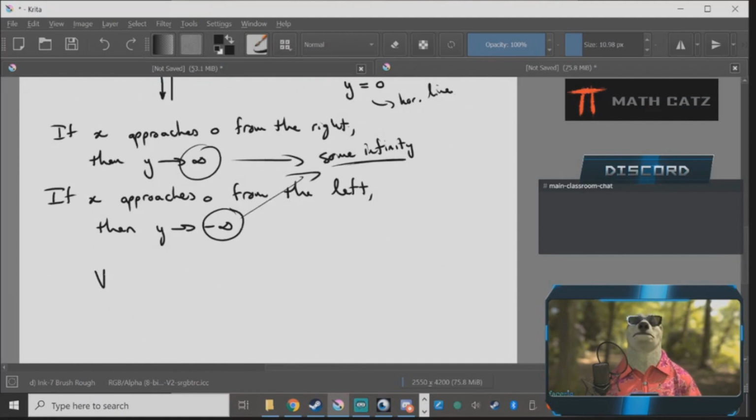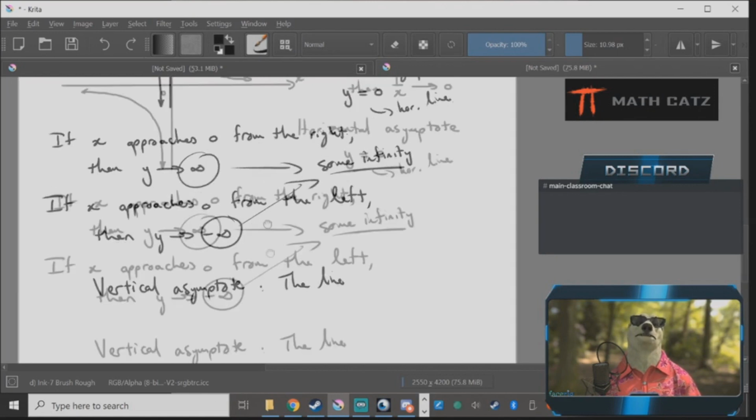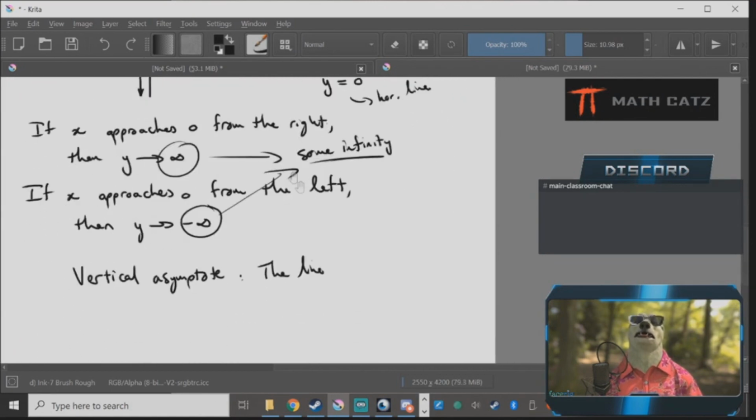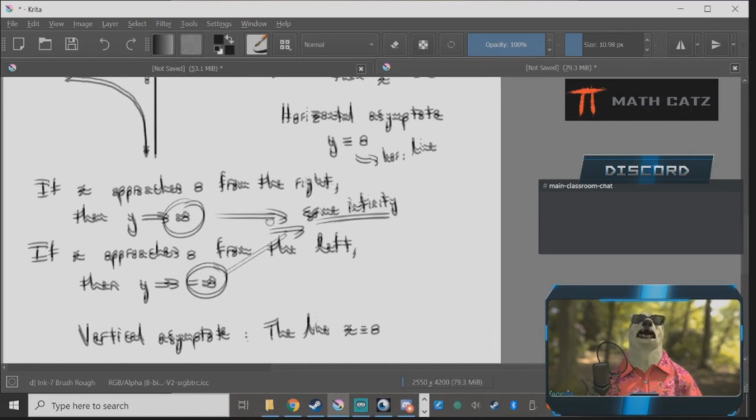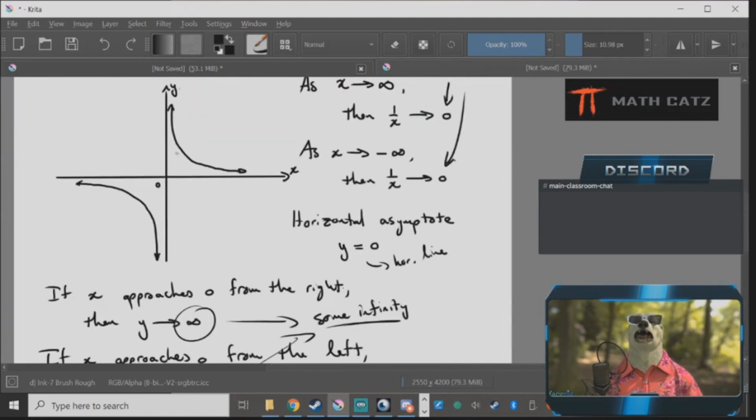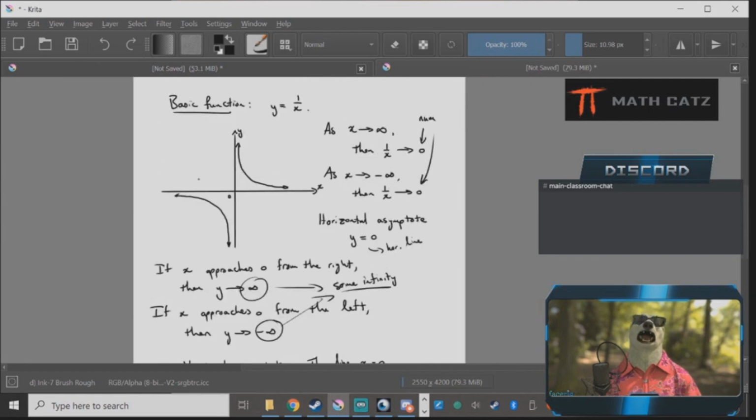So we're going to call that line a vertical asymptote. It's the vertical line sitting at x equal to 0, and the vertical line has an equation x equal to 0. Now we'll see soon that it doesn't have to sit on the y-axis. Horizontal asymptote doesn't have to sit on the x-axis, but we call those asymptotes regardless.